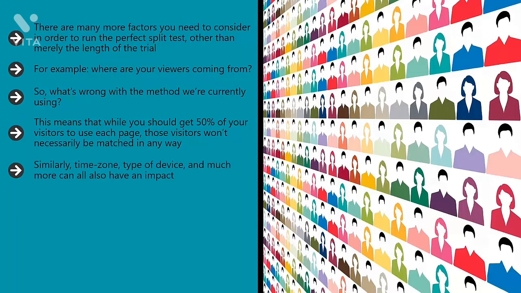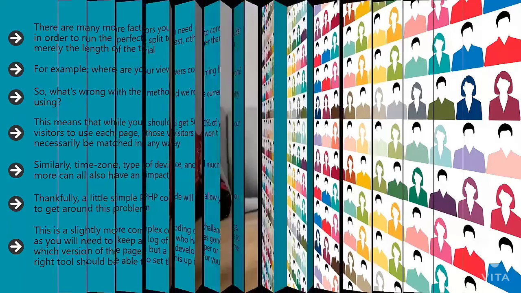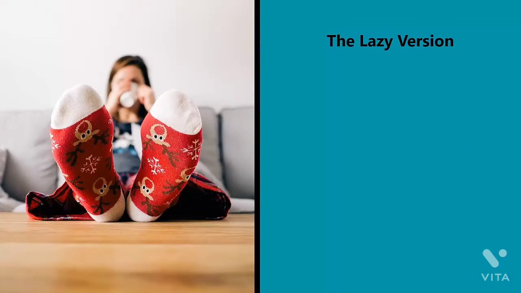Similarly, time zone, type of device, and much more can all also have an impact. Thankfully, a little simple PHP code will allow you to get around this problem. You can easily query the time of day, the user's location, or the type of device they are using, and then use that to keep track of who is being sent where. This is a slightly more complex coding challenge, as you will need to keep a log of who has gone to which version of the page, but a developer or the right tool should be able to set this up for you. The lazy version.